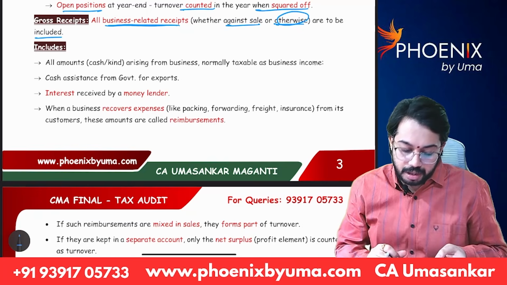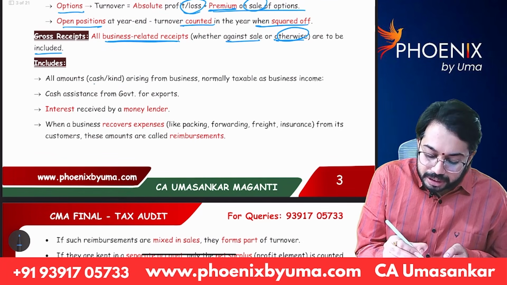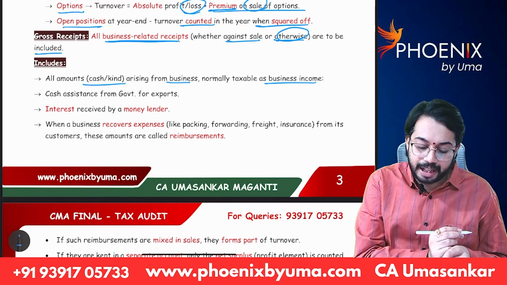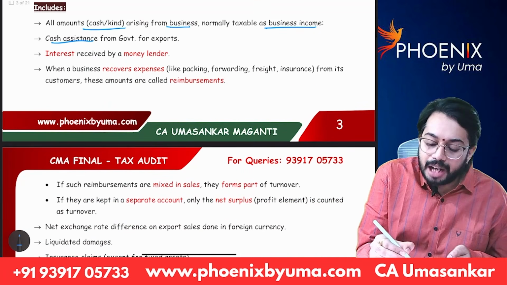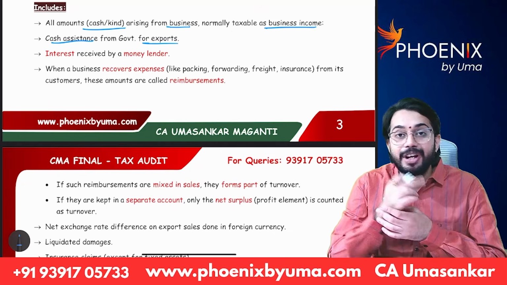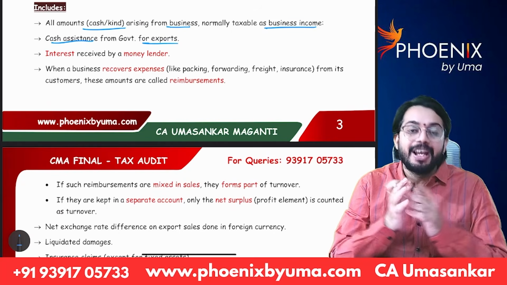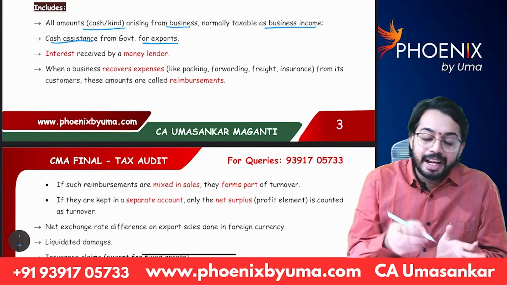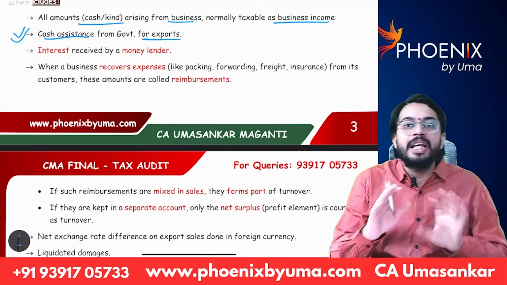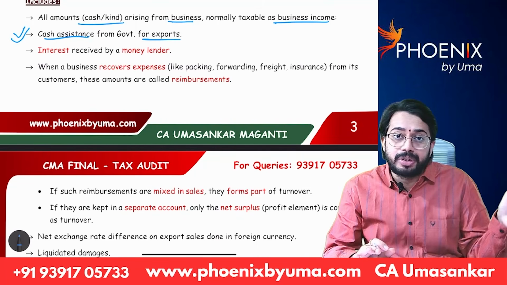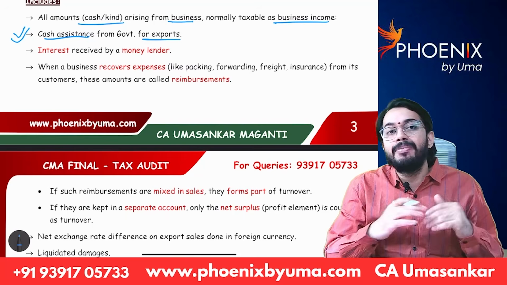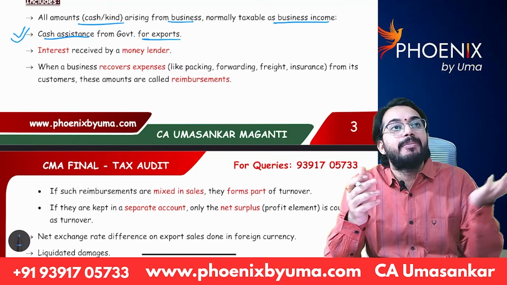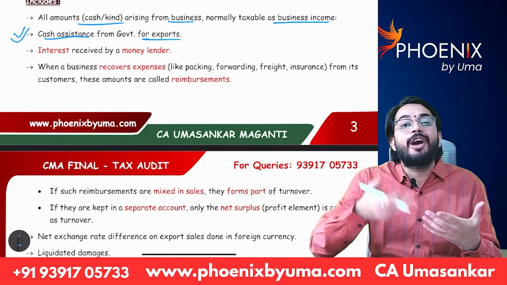Now, you can see all amounts, cash or kind, arising from business normally taxable as business income. Cash assistance from government for exports. If you remember in the PGBP chapter, when I was explaining charging section 28, I explained very clearly cash assistance from government. See, I am doing 50 crore exports. Government is very impressed. I am doing more exports. If I do more exports, I will get more foreign currency.